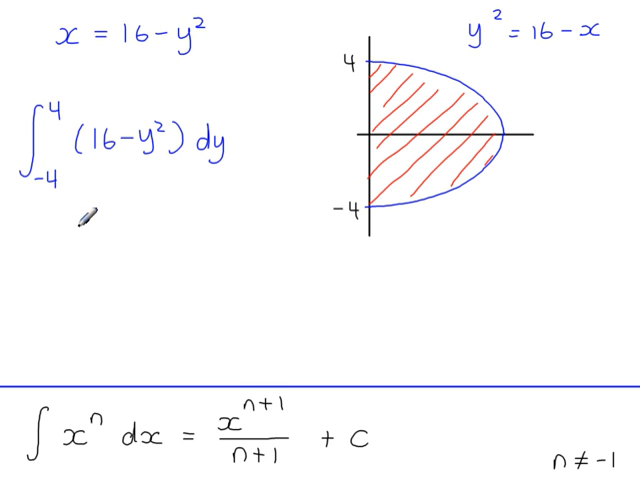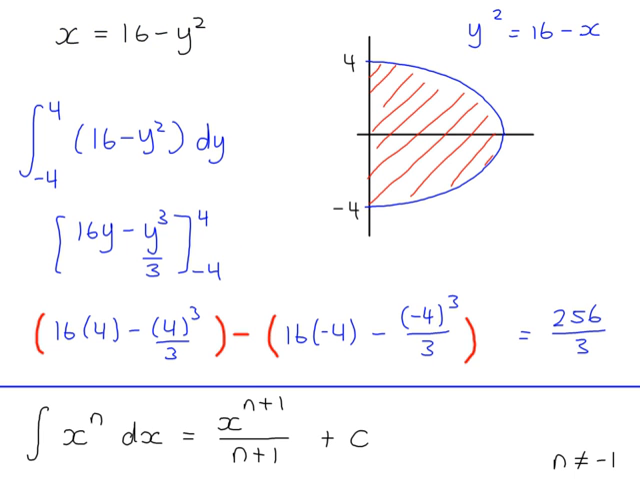So integrating gives 16y from the first term minus y cubed over 3, square brackets, and the limits. So substituting the limits in, so putting in the 4 first, here and here, and then substituting in the minus 4 here and here. Use appropriate brackets to avoid making mistakes with signs.